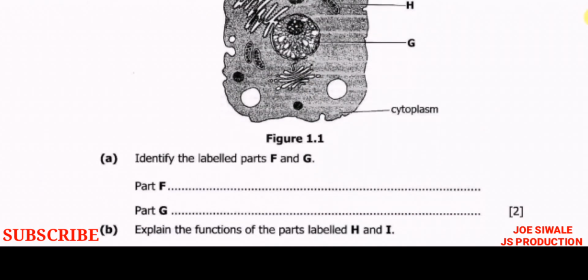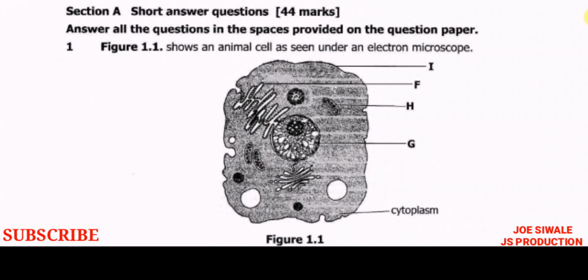So to answer the first question, identify the labeled parts F and G. First of all, I need to explain this diagram. So this is the structure of an animal cell, and part I, that's the cell membrane. The function of the cell membrane is to allow some substances to pass in and out of the cell. That's why it is referred to as a selectively permeable membrane. Then part F, that's the ribosomes, and the function of the ribosomes is to make proteins or for protein synthesis.